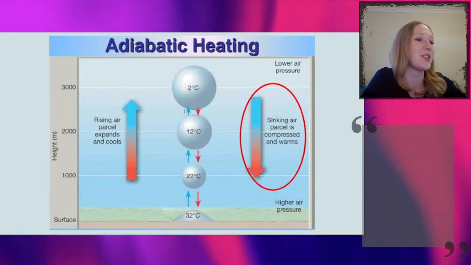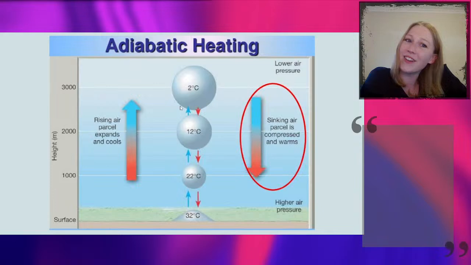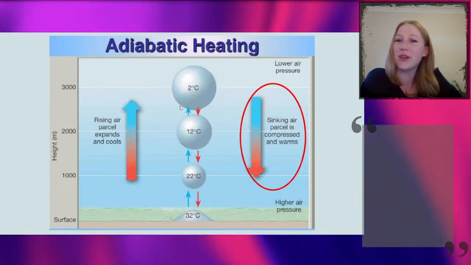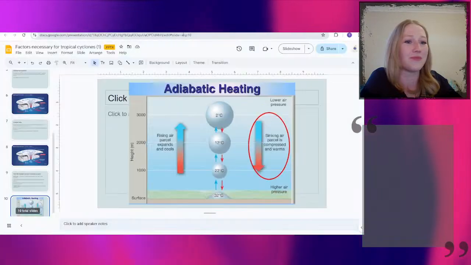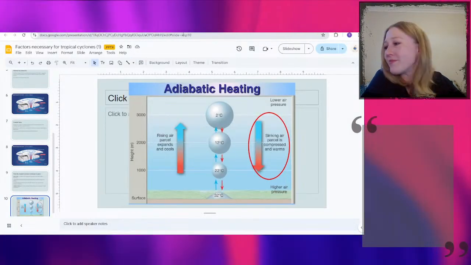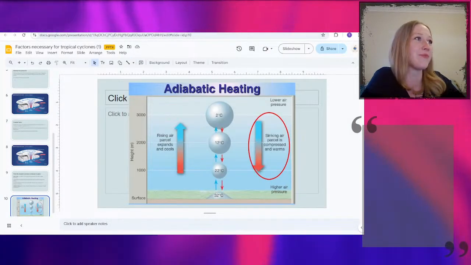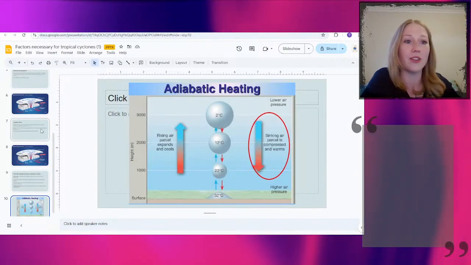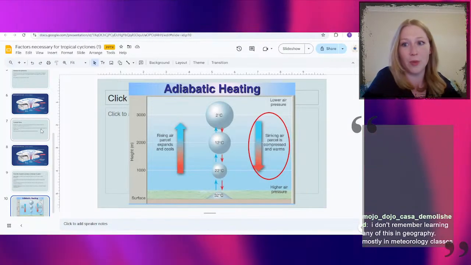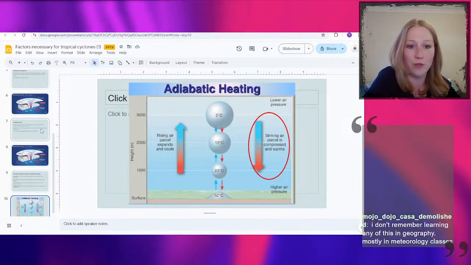Okay, is all of this making sense so far? Any questions, concerns, queries? Okay. So those are the conditions that we need for a tropical cyclone or a hurricane to form.